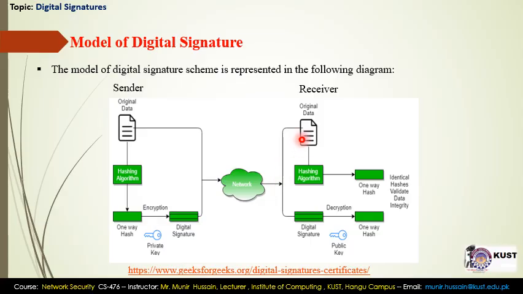Once the receiver receives the original data and the digital signature from the sender, first the receiver will use the public key of the sender to decrypt the received digital signature in order to find out the one-way hash value. After this step, the receiver will take the original data and pass it through the hash algorithm in order to find out the one-way hash value.